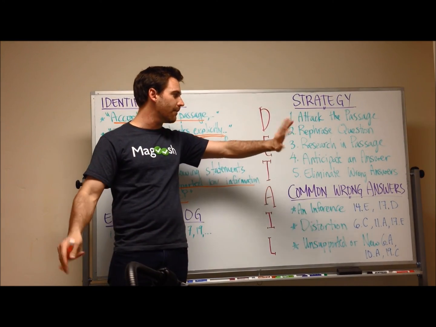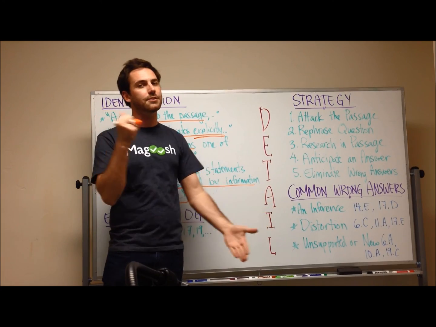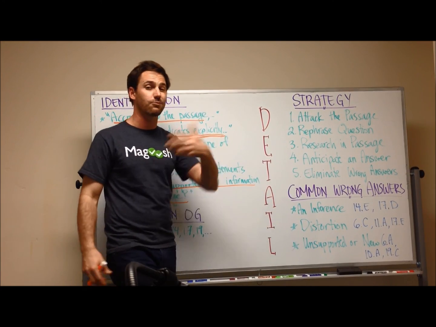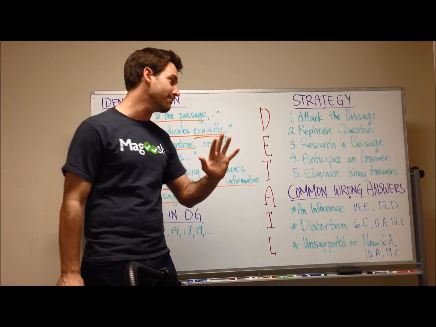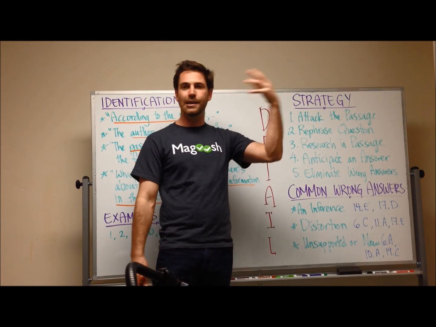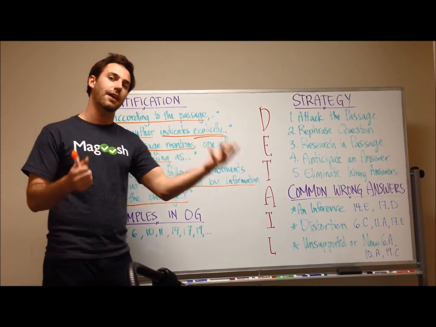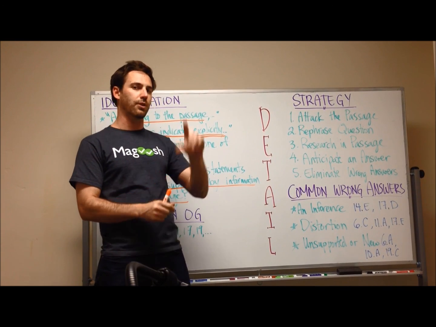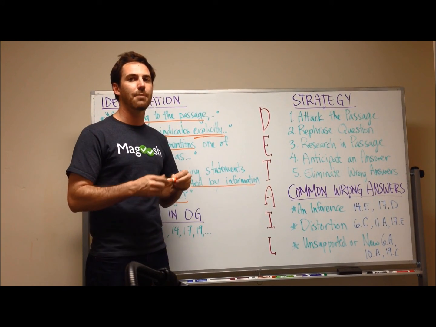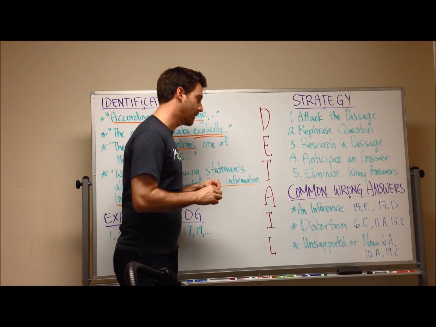Finally, the fifth step, as always, we eliminate wrong answers. It's better to think about wrong answers than right answers because there's more of them. So it's just easier to go through, eliminate the answers that are wrong, and then you'll be left with maybe two answer choices where you have to think real closely about which one is correct.